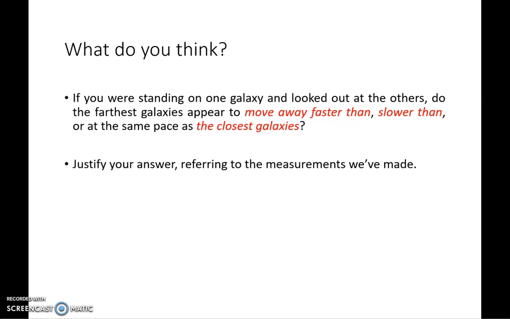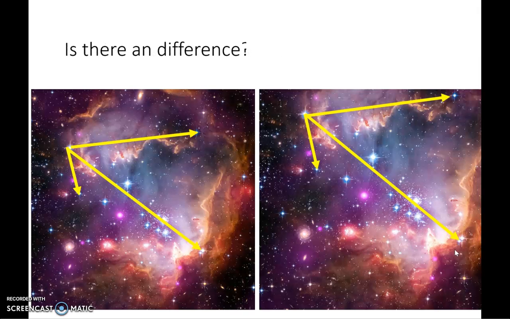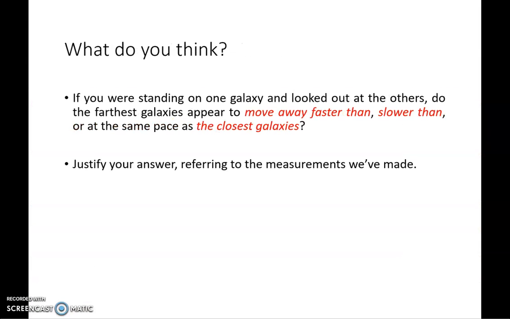Second thing is, if you're standing in one galaxy and look out at the furthest galaxies, so the further away you're looking, do they seem to move away faster or slower than the galaxies that are closer to you? So are these galaxies moving away, or appear to be moving away, at the same rate as these ones if you're using this as your reference point? The further you go away, do they seem to move away faster or slower or at the same rate?